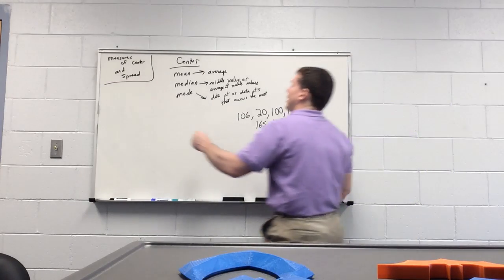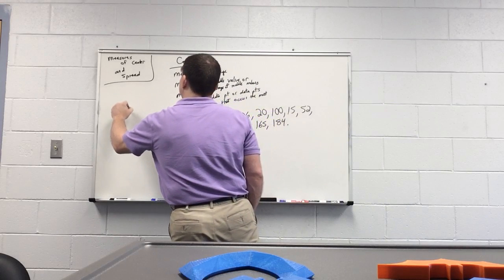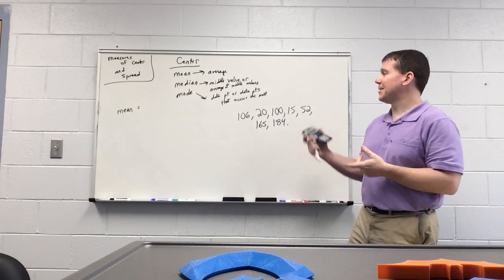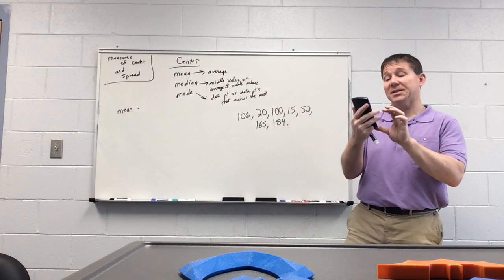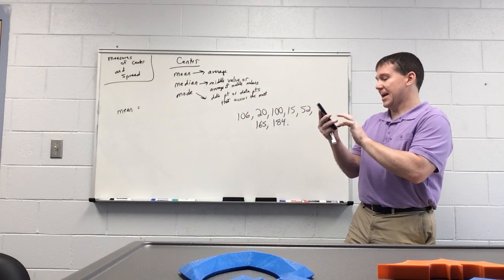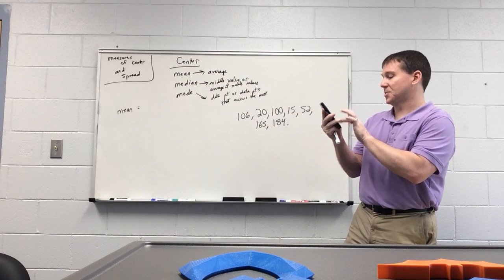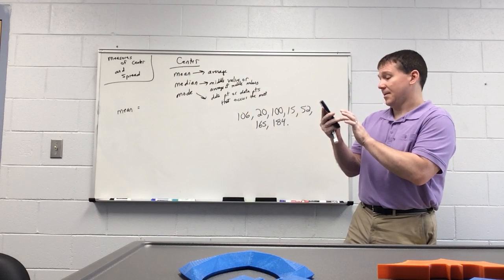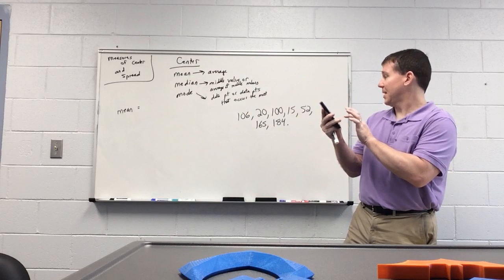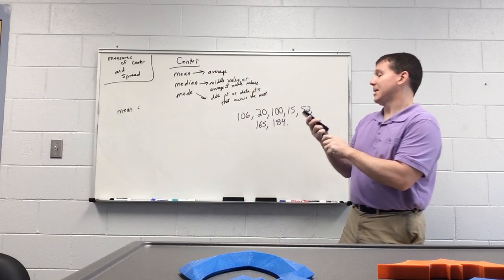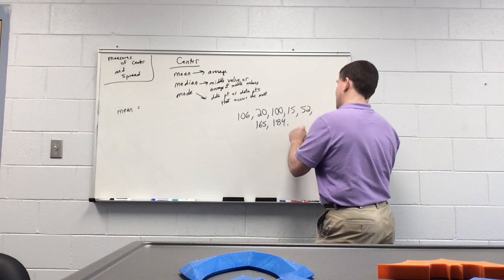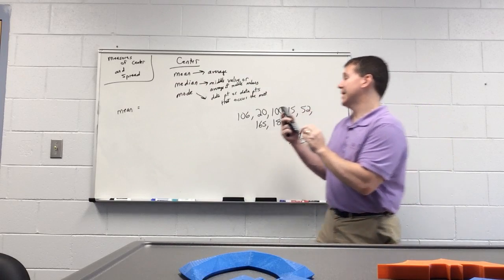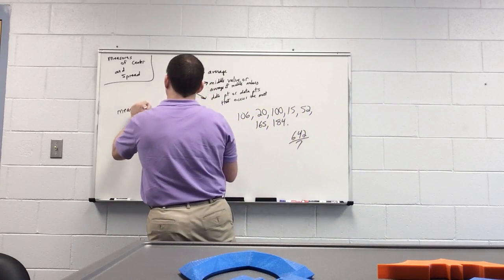Well, first off, if I want to find the mean, I know what to do. Add up all the data points and divide by the number of data points, which in this case is 7. So I get 106 plus 20 plus 100 plus 15 plus 52 plus 165 plus 184 equals 642. And then I divide by 7, and I get 91.7.